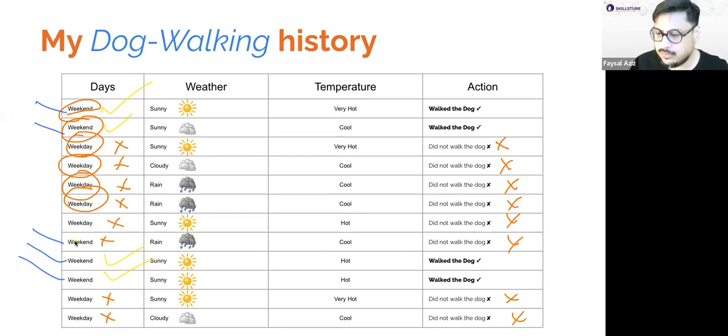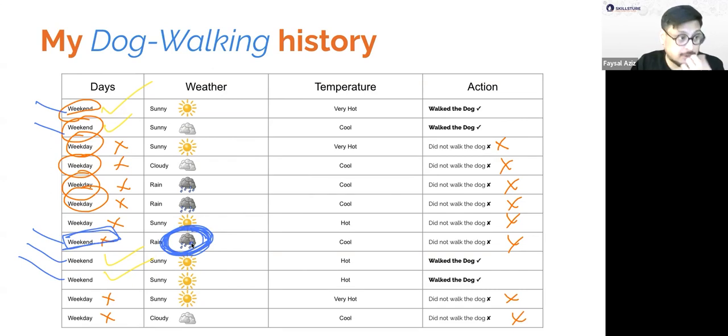So looking at it, can you see a pattern from here? Any pattern? As a human, what do you notice? Anyone? Well, what's quite obvious is that I walk it on a weekend. I walk it on a weekend. But this one weekend, I did not walk it. What was so special? The rain. Yes. When it rains, I don't walk. It could be cloudy, sunny, doesn't matter. It's the weekend. If it rains, I will not walk the dog.